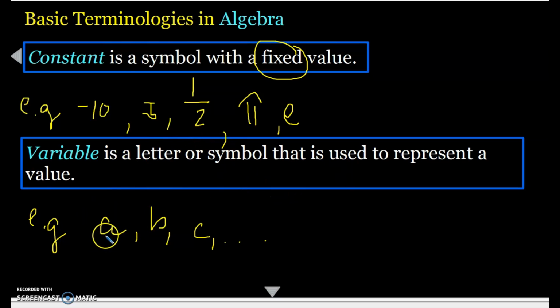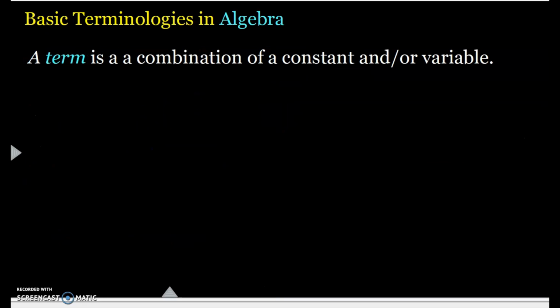So for example, A may represent 1, A may represent -1, or any number. As you observe, the values we use for A differ. It's not like a constant, no matter what happens: -10 is -10, 5 is 5. Let's proceed to the next term.